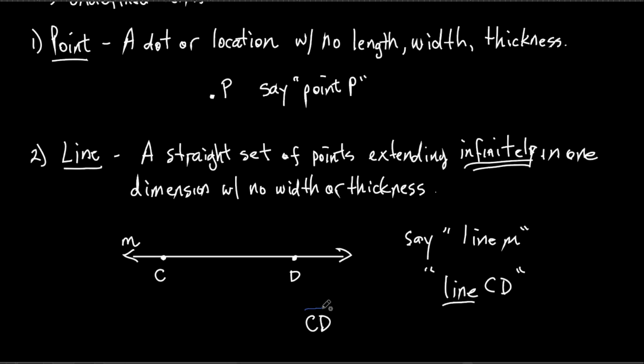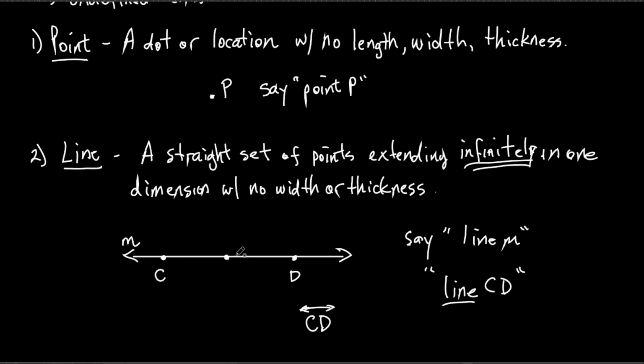But what you do is you put a little line symbol over top of it. You're going to see that all through the book. All right, so that would be line CD. That's how you write it. This is how you would say it. Everybody got it? All right, so that's what you would do here. And most of the time, not all the time, but most of the time, we're going to refer to a line by at least two of its points.